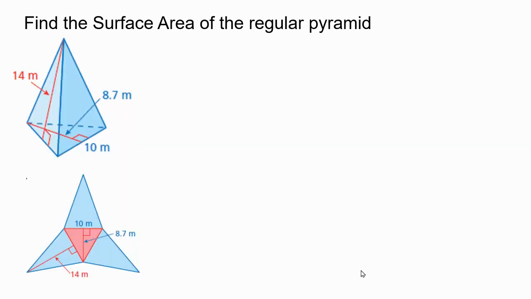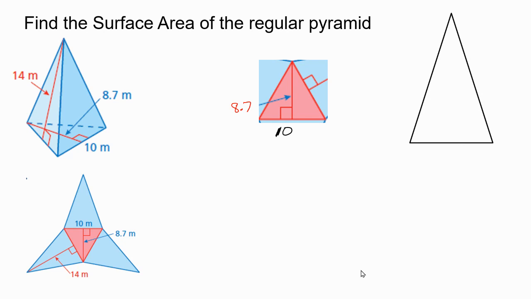All right, now this one is a triangular pyramid. It's a regular triangular pyramid. That means that the triangle for the base is an equilateral triangle. So it's a 10 with a height of 8.7. And the other one is not an equilateral triangle, but it is a triangle.